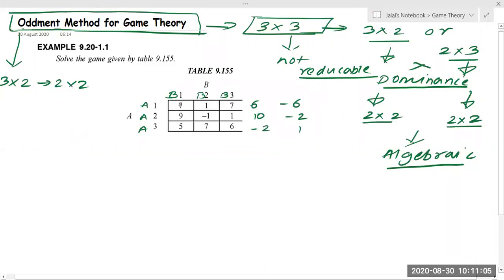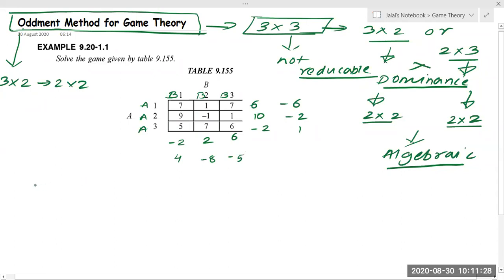Now I'll do the same row wise. 7 minus 9, minus 2. 9 minus 5, 4. 1 minus of minus will be plus, 1 plus 1 will be 2. Minus 1 minus 7 will be minus 8. 7 minus 1, 6. We are taking the difference. And 1 minus 6 is minus 5. So I hope I have got all the values.